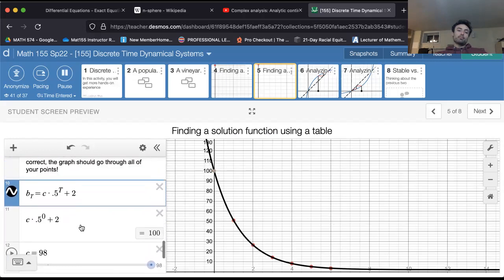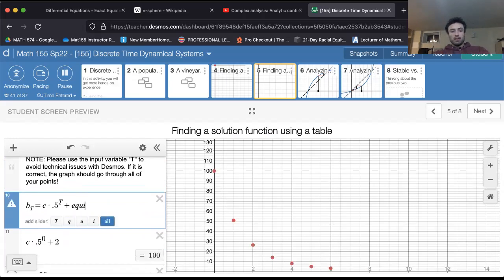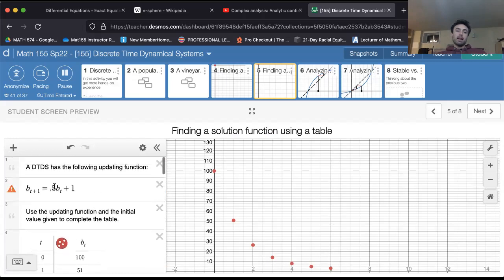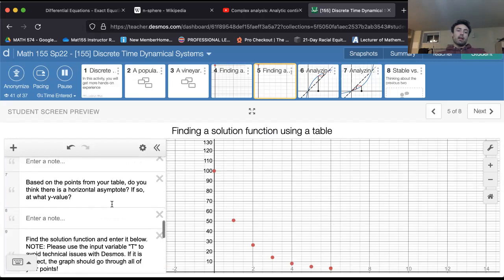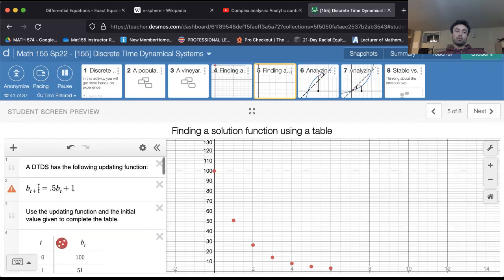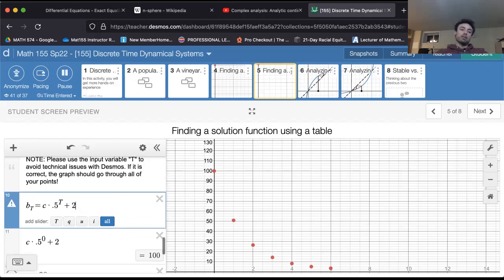So the solution function, it turns out, I could write this down as something plus equilibrium. This 0.5 to the t is hinted at by the fact that I have this constant multiple in my updating function. And then how do I know to do a shift up by 2? In general, it's shift up by equilibrium. So in this case, my equilibrium is 2. That's the number I plug in, and it'll be the same as I get out. And then I have to find c by using the initial condition. Again, that's beyond the scope of this. So there you go.